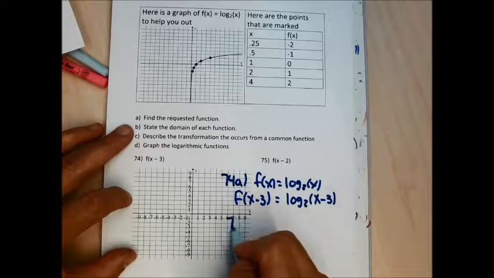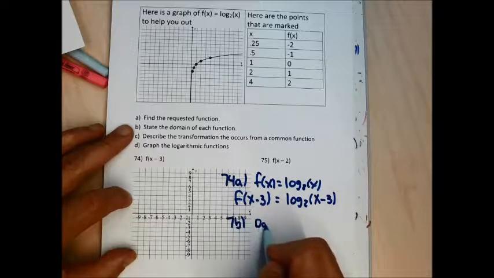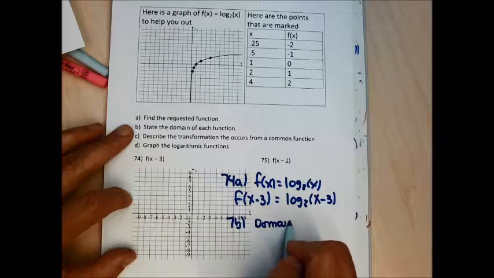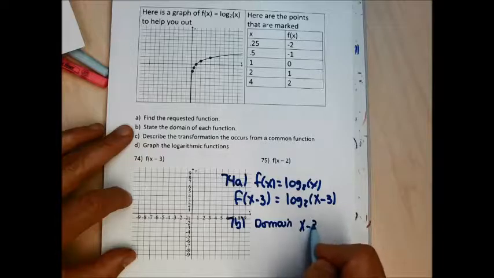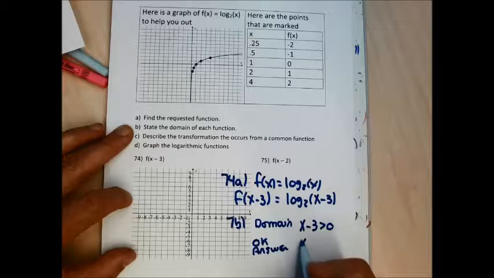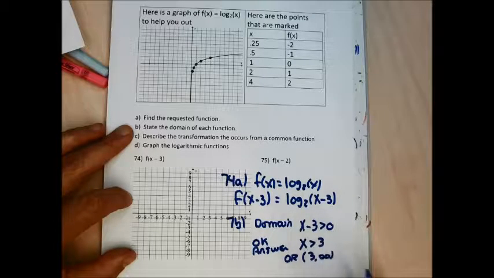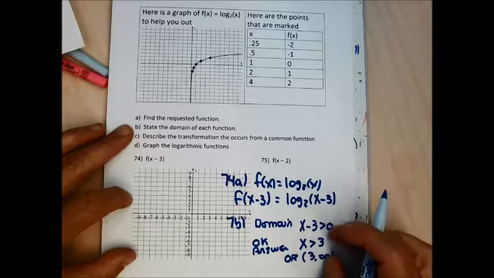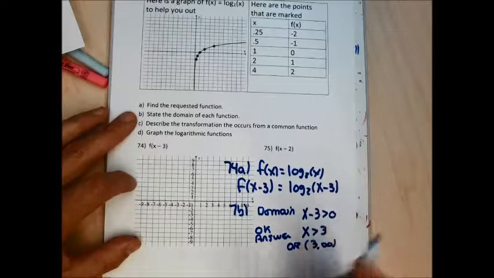For part B, to find the domain of a logarithm, you set the argument greater than 0. An okay answer for the domain of this function is going to be x is greater than 3, or you can write 3 to infinity. X is greater than 3 is the same as 3 to infinity.